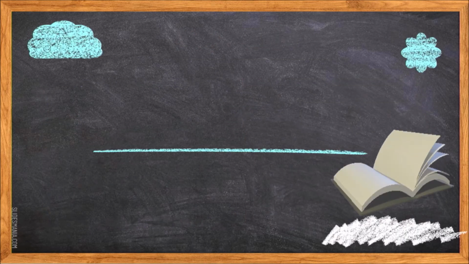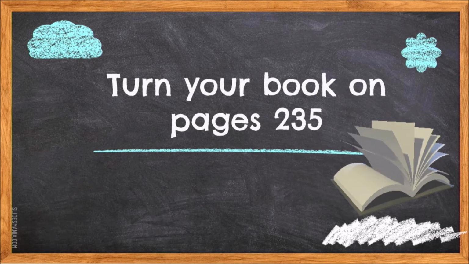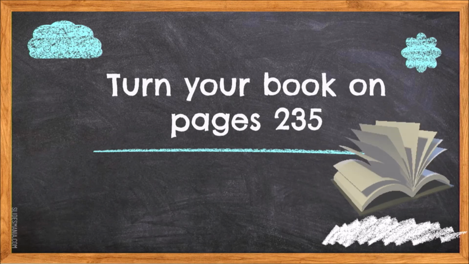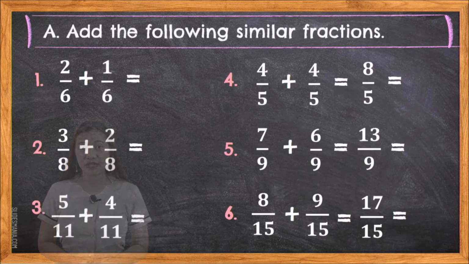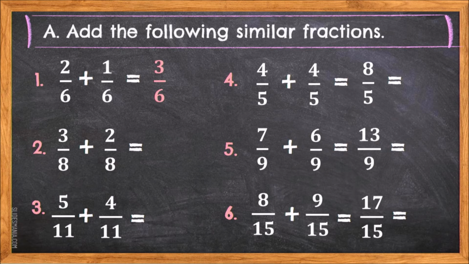If yes, let us answer your math book. Kindly turn your book to page 235. Okay, let us answer mind drills letter A. Here's the instruction. Add the following similar fractions. Okay, question number 1, we have 2/6 plus 1/6 is equal to 3/6. Very easy, grade 3. Number 2, we have 3/8 plus 2/8 is equal to 5/8. Okay, next, number 3, 5/11 plus 4/11 is equal to 9/11.